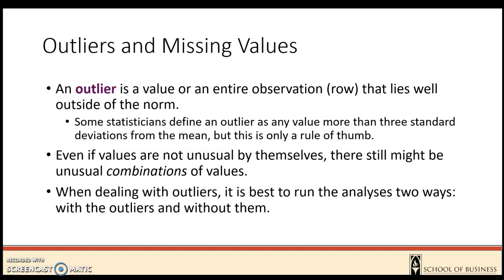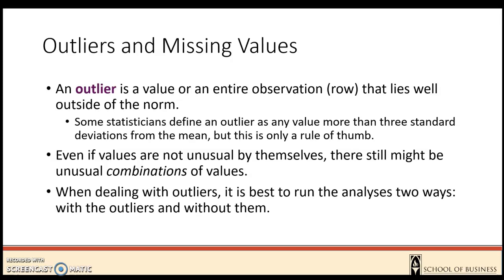How do you define what an outlier is? It depends. People put together different ways. Some statisticians will say that an outlier is if you're more than 3 standard deviations from the mean, that's an outlier because 99.7% of everything should be in there. It's only a rule of thumb. I think in my PhD dissertation, I defined outliers as anything that was 2 standard deviations more than the mean.